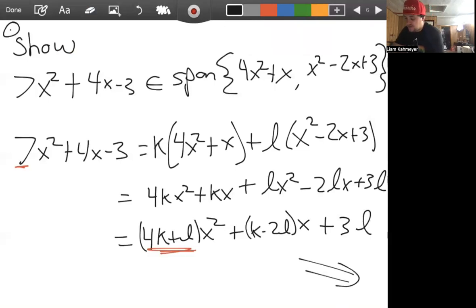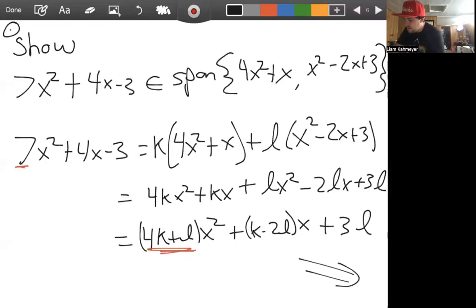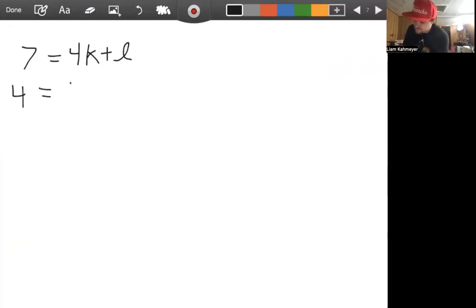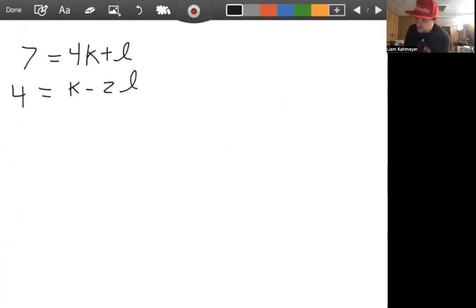Equating the x squared coefficients, we know that 7 should be equal to 4k plus L. Equating the linear coefficients, we have that 4 should be equal to k minus 2L. And then for the constant terms, we have negative 3 equals 3L. Well, luckily, this system is easy enough. I don't think we need to set up an augmented matrix or anything. So this gives us L is negative 1.